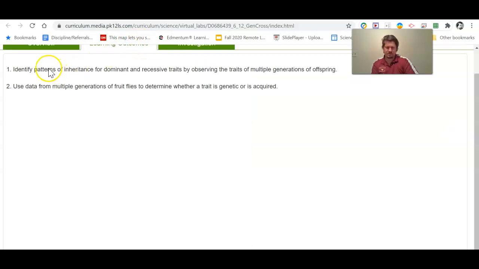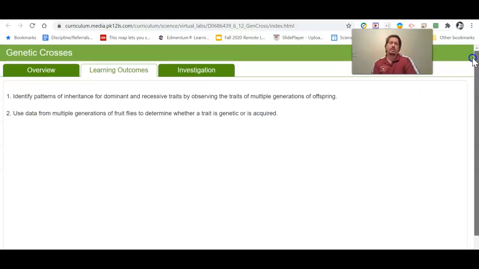Our learning objective is to identify patterns of inheritance for dominant and recessive traits by observing traits in multiple generations of offspring. And we're going to use data from multiple generations to determine whether a trait is genetic or acquired, which we're going to start talking more about. What's the difference between a trait you get through genetics and one you get through acquiring it?